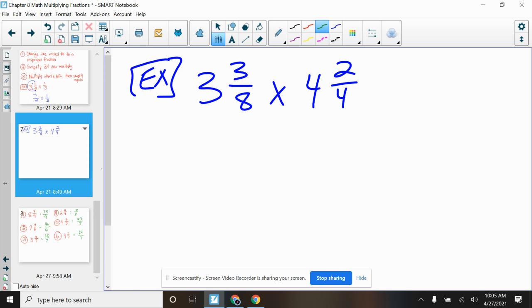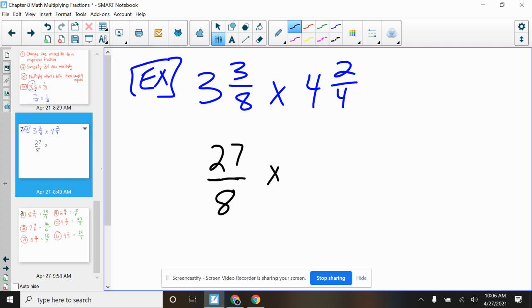3 3/8. So what's this thing going to turn into when I make it an improper fraction? Somebody I haven't spoken to yet. Dominic, what's it going to turn into? The 2 plus the 4. Nope, 3 3/8. So 8 times 3 would equal 24, and then plus 3 would equal 27. Okay, so this would turn into 27 over 8.